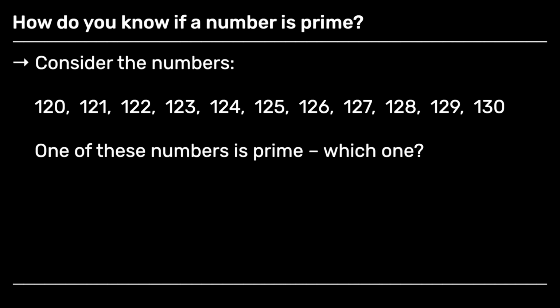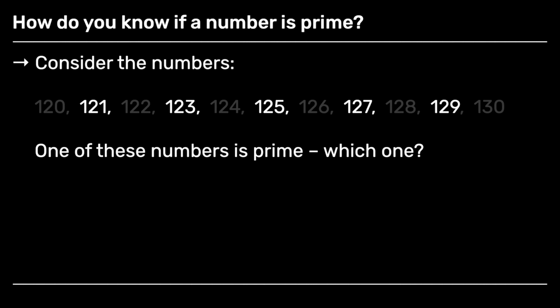Well, the first thing we do is get rid of all even numbers. We can get rid of those because we know they have a factor of 2. So first off, 120 is even, 122, 124, 126, 128, 130. That leaves us with 121, 123, 125, 127, and 129.